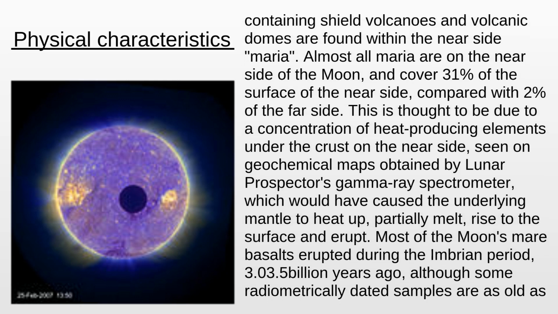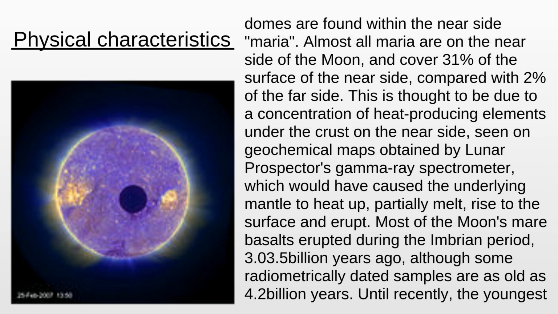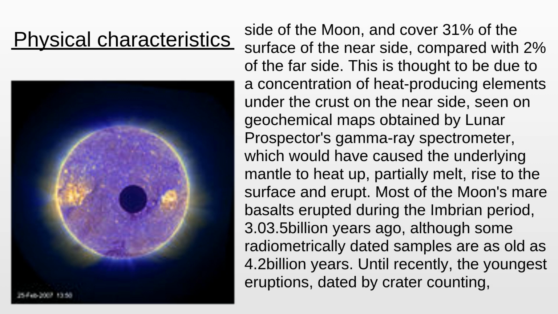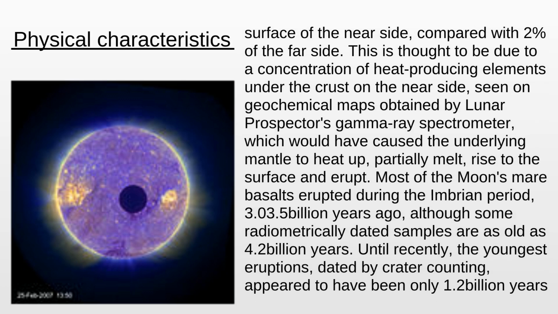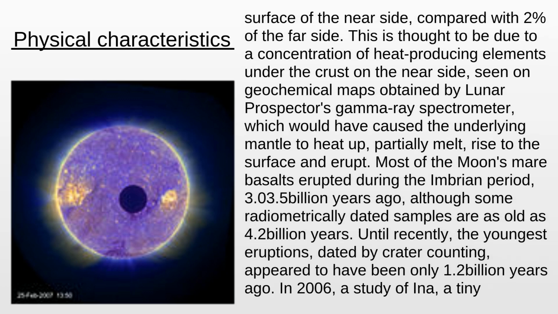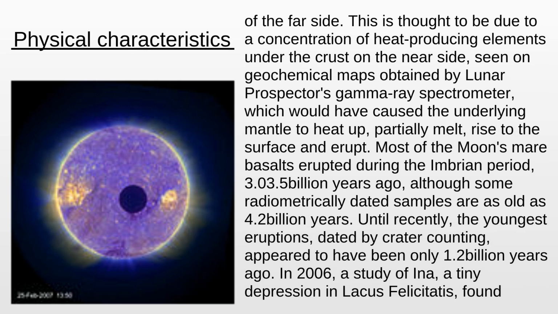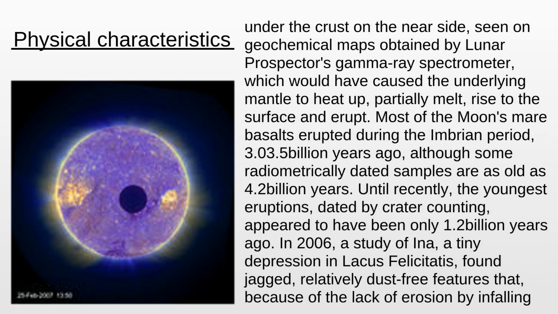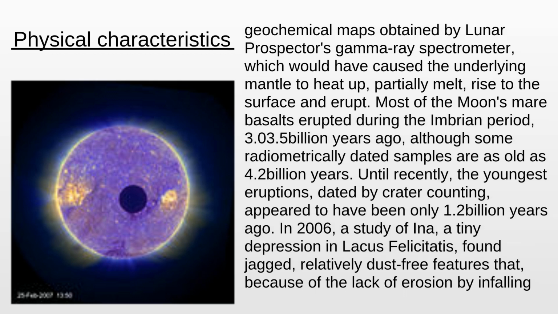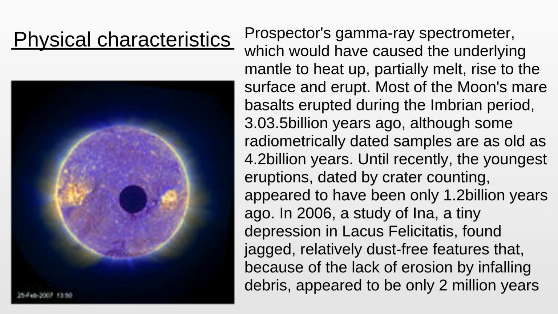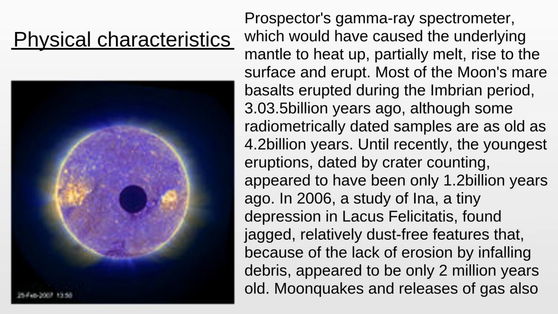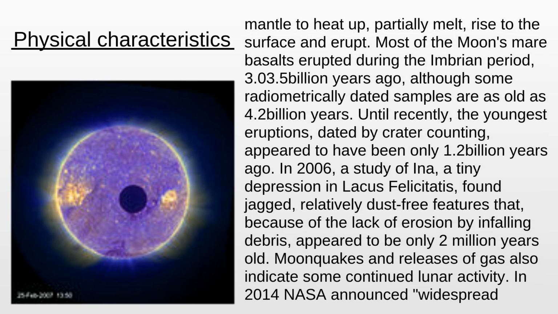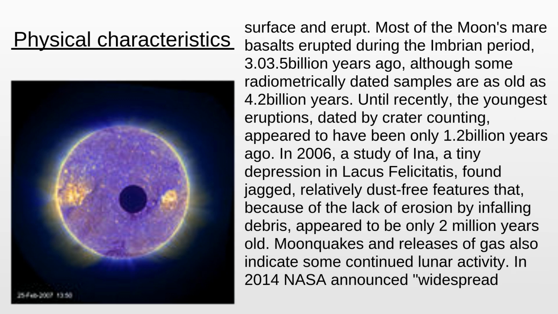Several geologic provinces containing shield volcanoes and volcanic domes are found within the near-side Maria. Almost all Maria are on the near side of the Moon, and cover 31% of the surface of the near side, compared with 2% of the far side. This is thought to be due to a concentration of heat-producing elements under the crust on the near side, seen on geochemical maps obtained by Lunar Prospector's gamma-ray spectrometer, which would have caused the underlying mantle to heat up, partially melt, rise to the surface and erupt.